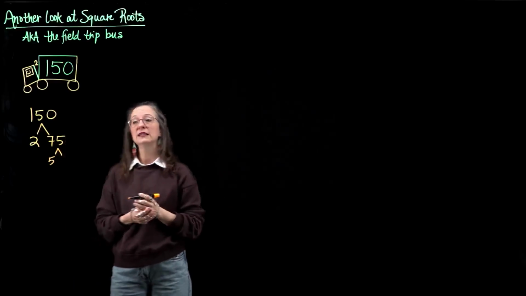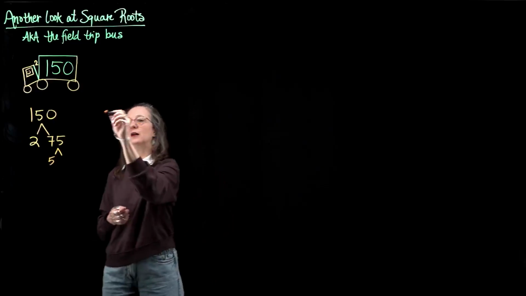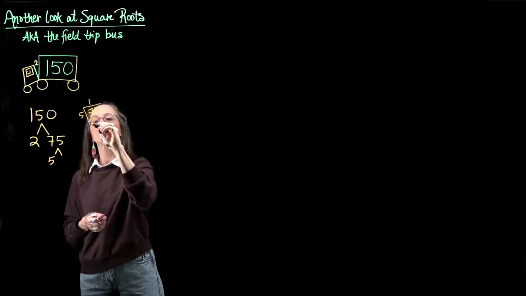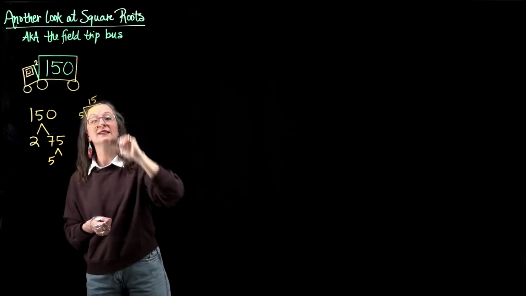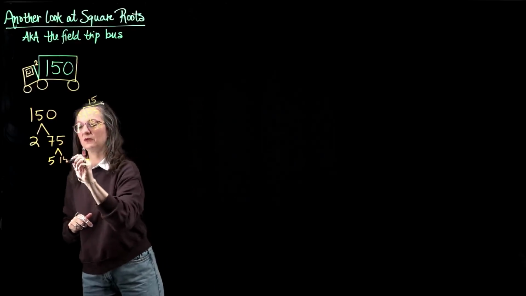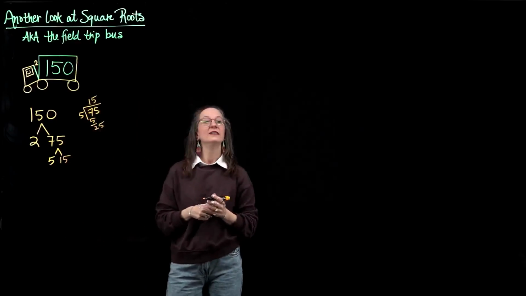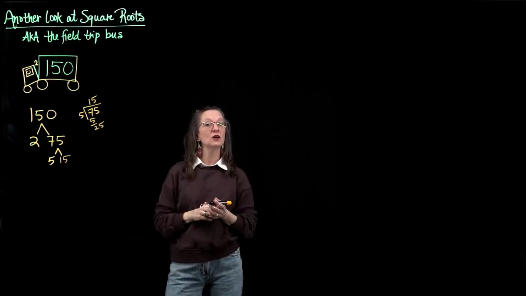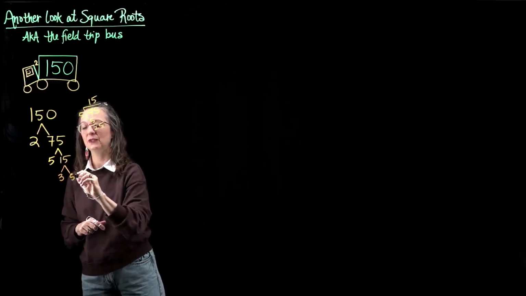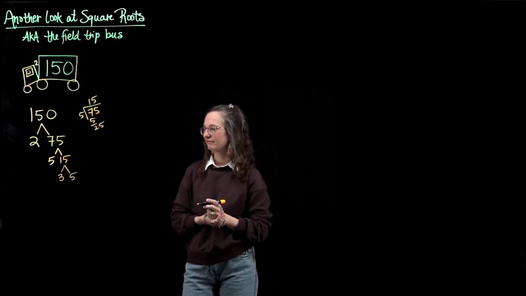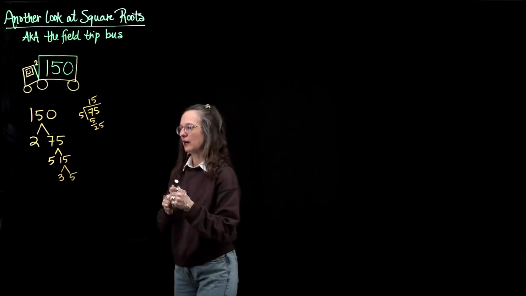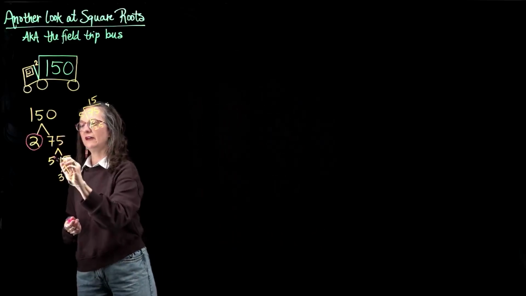So 5 goes into 75, let's see, how many times? I could work out 5 into 75. It goes 15 times. So 5 times 15. Now 5's a prime number. Let's work on 15. That one's easier. It's 3 times 5. All right. So we have rewritten 150 as its prime factors.